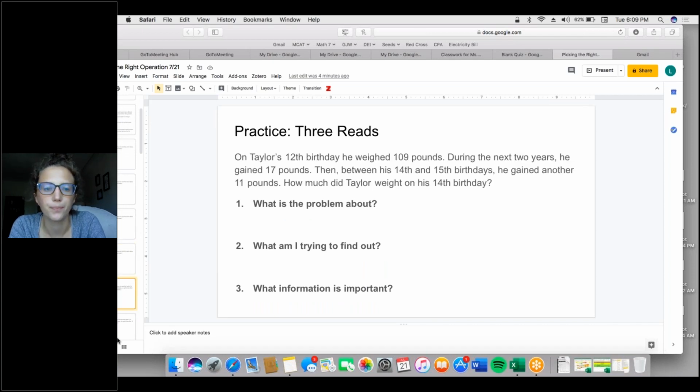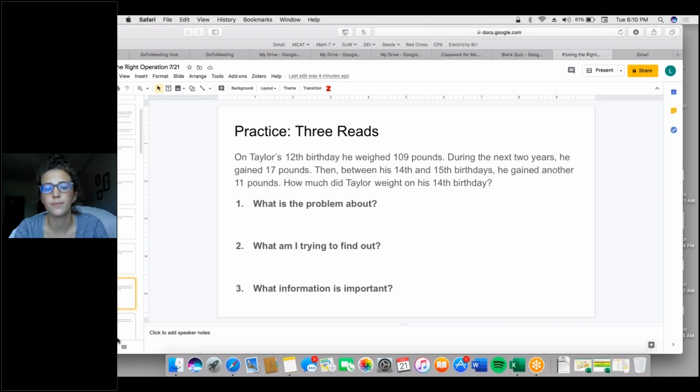This is a new problem. On Taylor's 12th birthday, he weighed 109 pounds. During the next 2 years, he gained 17 pounds. Then, between his 14th and 15th birthdays, he gained another 11 pounds. How much did Taylor weigh on his 14th birthday?